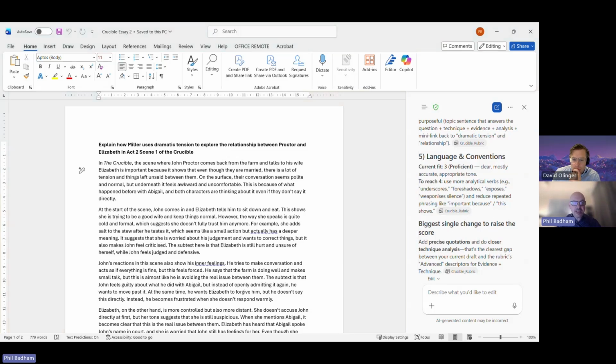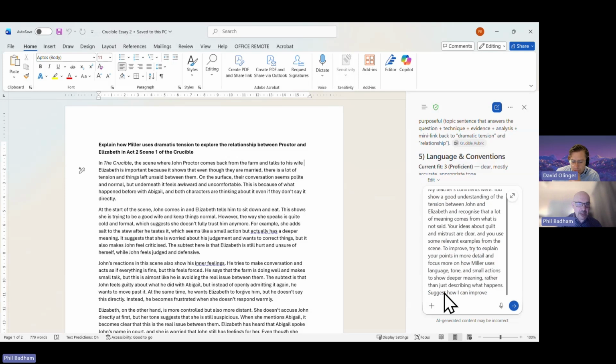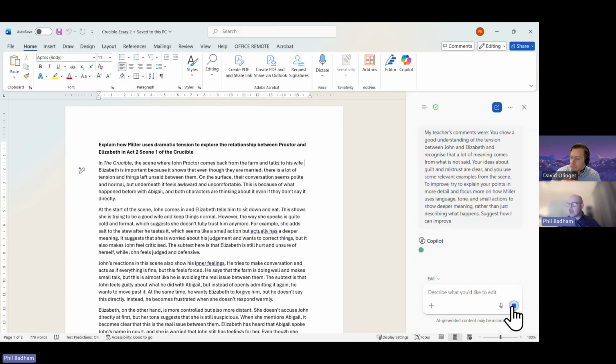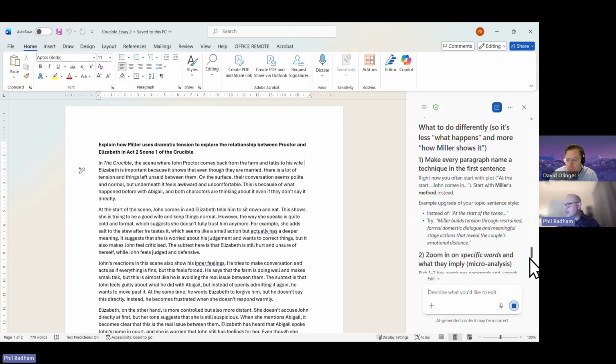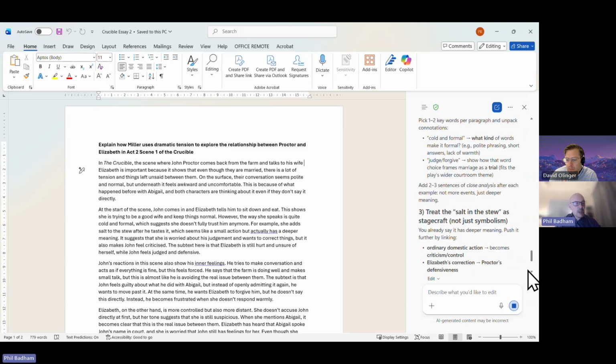And what if the student was then to say, okay, my teacher's already marked this, and the teacher said that it was a good understanding, but I needed perhaps to explain my points in more detail and focus on how language and tone are used. So again, Copilot is going to look at that and recontextualize it based on the teacher's comment. And it says, here are some targeted ways to improve, as it begins to write some more answers for me. So we've got 3 different types of feedback coming in here, all based on different prompts and different inputs.